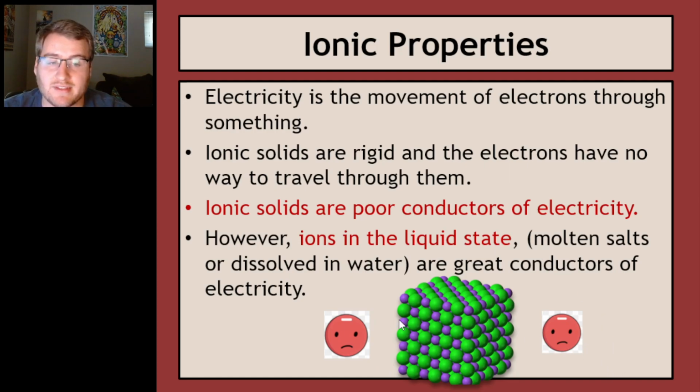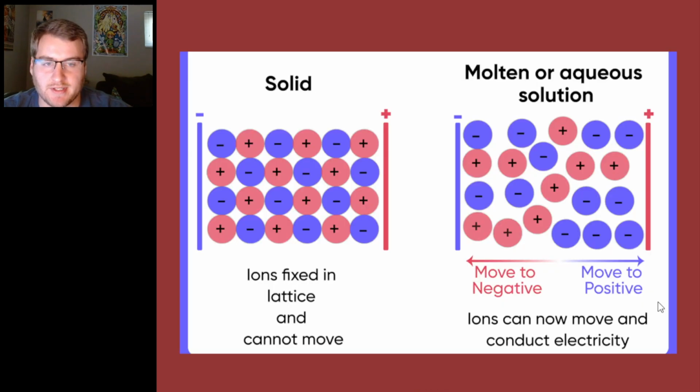However, if you're taking this salt and dissolving it in water, or putting it into the liquid state in some way, then they become good conductors of electricity. And to kind of show that, I have this picture here. Here's an ionic solid. The ions fixed in a lattice cannot move, right? So if I'm trying to move an electron through this, right, there's nowhere for it to go.